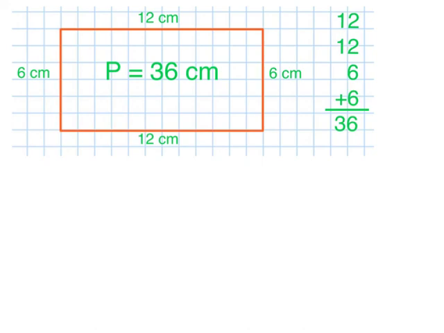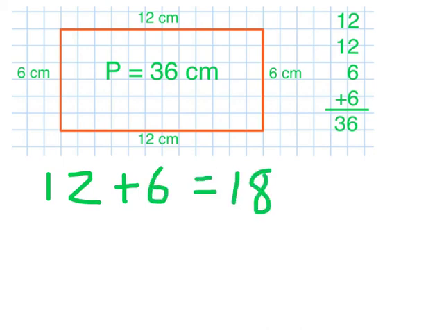So if we were to look at half of the rectangle, where we have one length and one width, we see that 12 plus 6 equals 18. And 18 is obviously half of 36. So are there any other addition questions where we can have two numbers that add up to 18? Because here we had 12 plus 6 equal 18. Can we think of two other numbers?